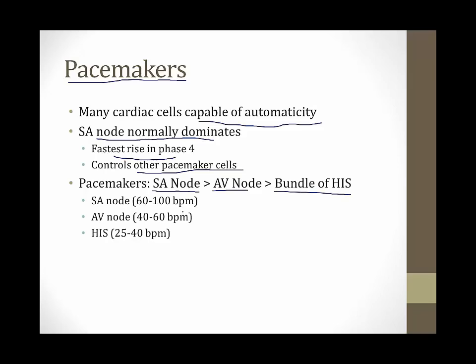The SA node, you may know, under normal conditions paces the heart at a rate of 60 to 100 beats per minute. The AV node can only do this at about 40 to 60 beats per minute, and the His bundle is even slower at about 25 to 40 beats per minute. And that concludes our module on cardiac action potential.